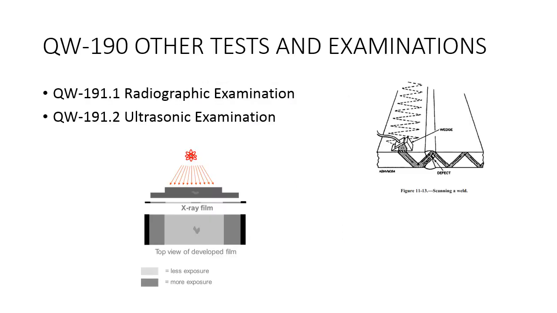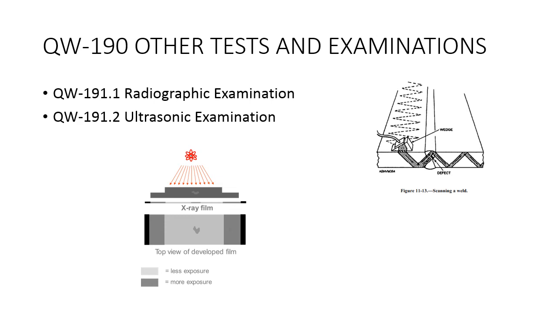QW-190, other tests and examinations. QW-191 covers radiographic examination, which is shooting an X-ray through the weld to see if there are any defects or discontinuities that could be an issue. Discontinuities not necessarily, but defects, yes. It's like getting an X-ray on your arm, or you break your leg and they shoot an X-ray on it to figure out if you've got a broken leg. Pretty much the same thing, except they're shooting X-rays through some welds.